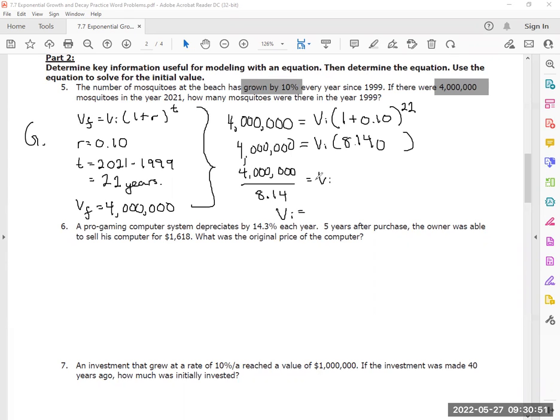So the initial population was approximately 4 million divided by 8.14, approximately 491,400. So let's just say it's 491,400. Okay. Therefore, there were 491,400 mosquitoes in 1999.